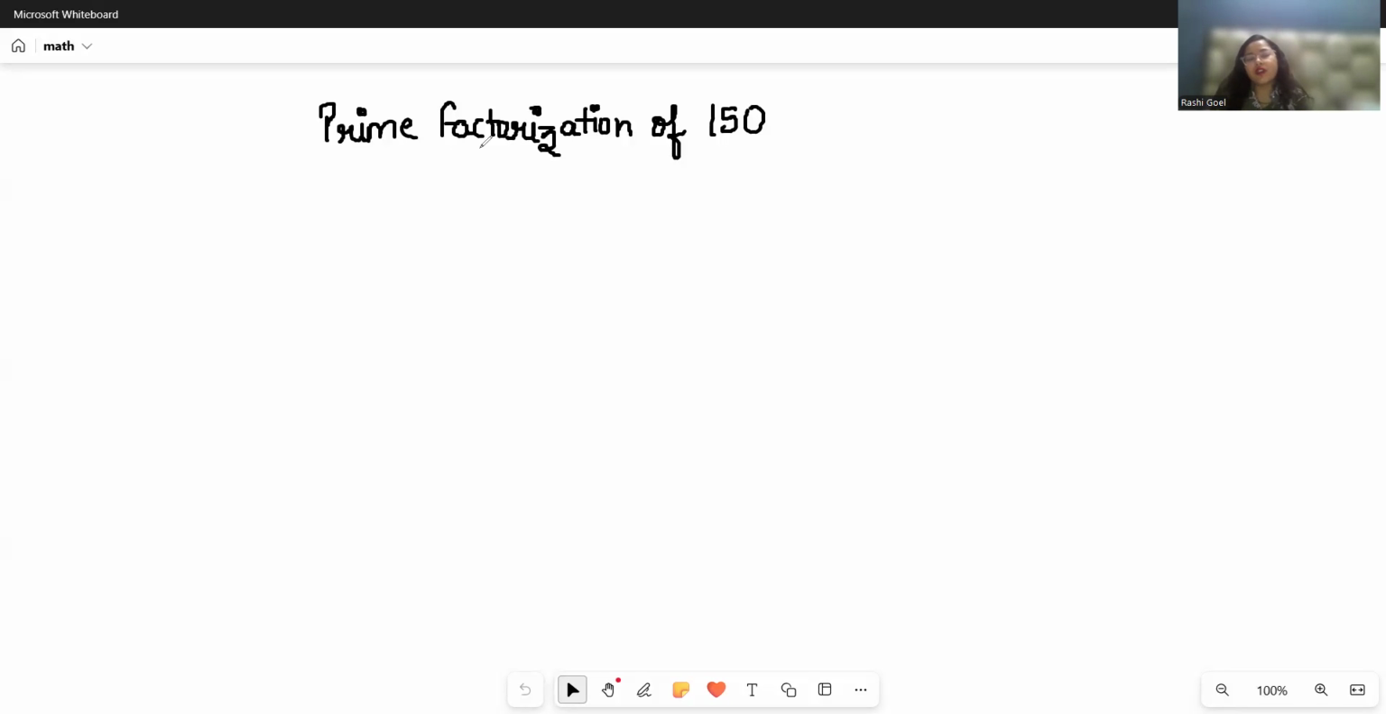So what is prime factorization? Prime factorization means expressing a number as a product of its prime factors. Those indivisible numbers are 2, 3, 5, 7, and so on. In other words, we are finding out what prime numbers multiplied together give 150.